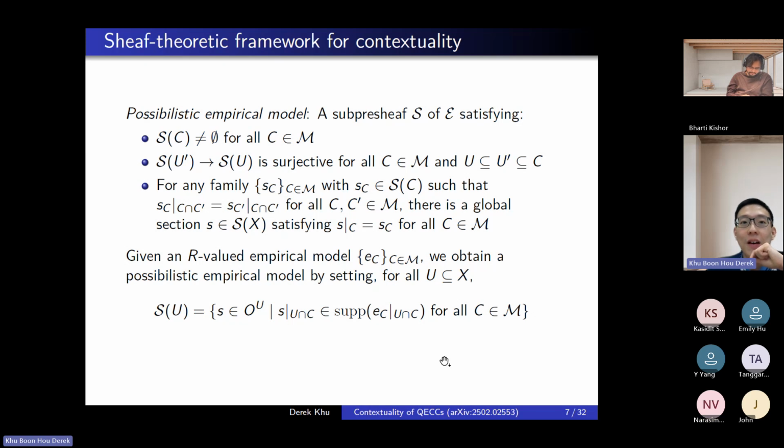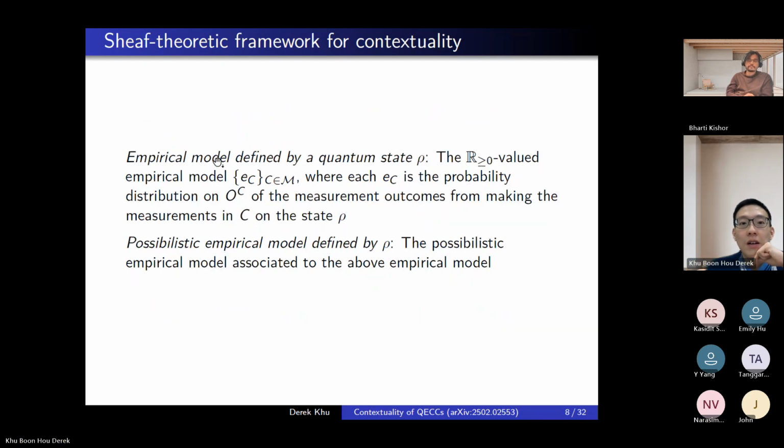Anyway, we could talk about the empirical model defined by a quantum state. If we have a quantum state rho, then we could talk about the empirical model that we get from it, which is basically the probability distribution of the measurable outcomes that we get from measuring each of the contexts, each of the maximal contexts. And the possibilistic one is just the possibilistic model associated to this.